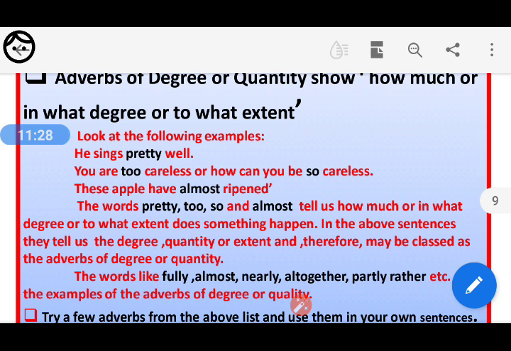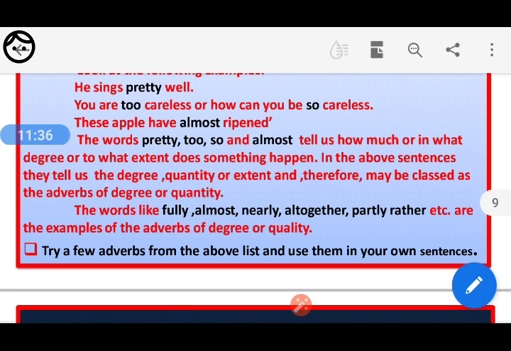The words fully, almost, nearly, altogether, partly, rather, etc. are examples of adverbs of degree or quantity. So, a few of these adverbs can be tried.